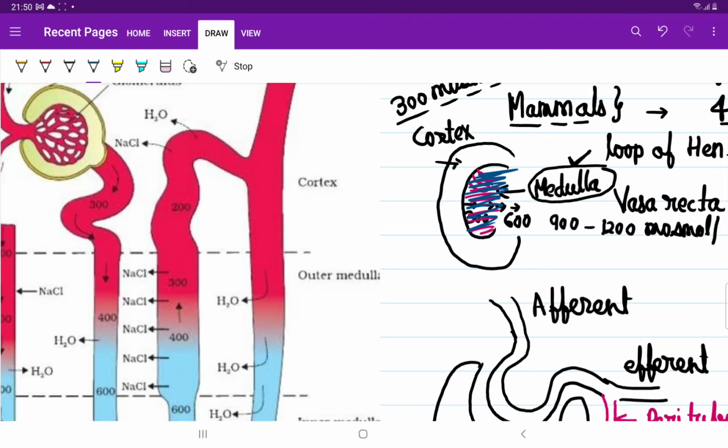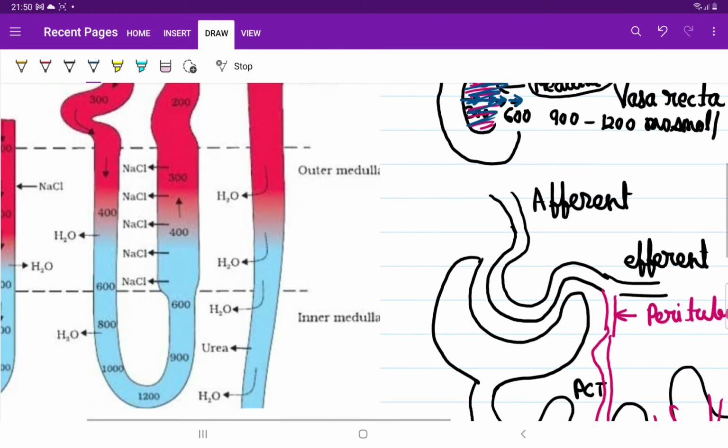Now I am going to explain how a high concentration is maintained in the medulla, because this gradual high concentration is what decides how our filtrate is going to concentrate, how our urine is going to concentrate. Okay, the whole story starts from the collecting duct.